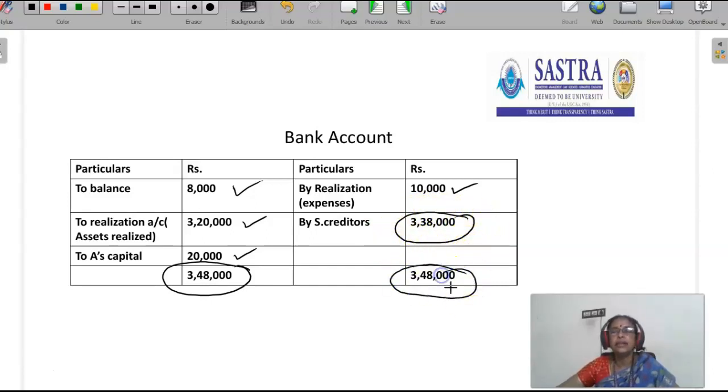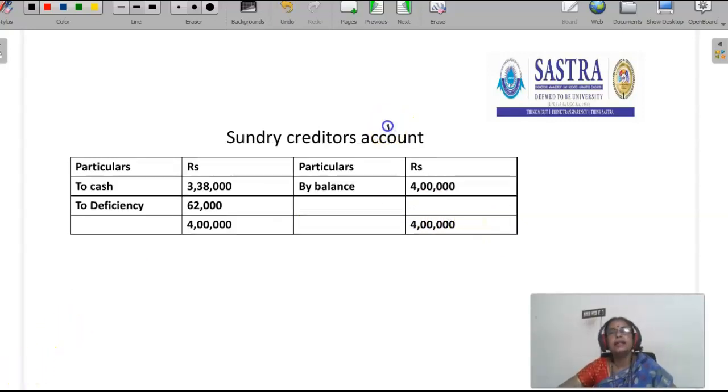In total they have 3,48,000. Out of the 3,48,000, 10,000 they spent for the realization. The entire remaining amount should be used by the firm to settle the sundry creditors. The liabilities should not be transferred to the realization account, but we have to open a separate account. The balance is 4 lakh, the balance of sundry creditors. 3,38,000 is settled by the firm.